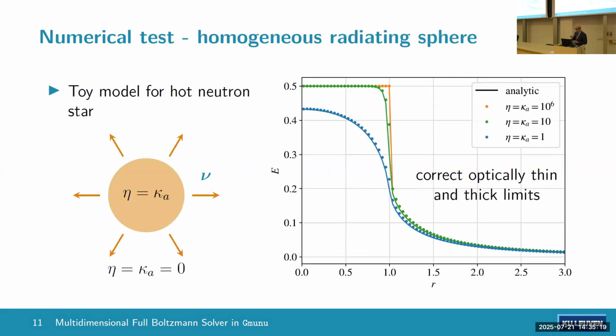Okay, another test that we've done is to simulate a homogeneous radiating sphere, which is a toy model for a hot neutron star. You can see on this figure both the analytical solution, in black, and then several different simulations for different levels of opacity. Regardless of whether it's the optically thin or thick limit, we are resolving the proper behavior.